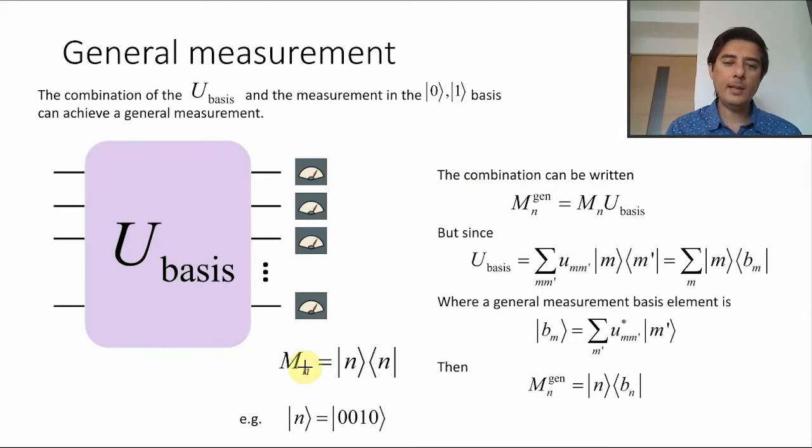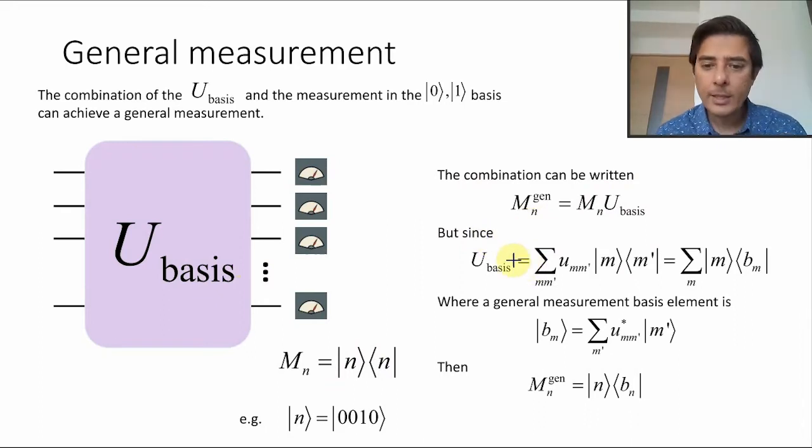So I'm saying that this whole combination here is my more general basis measurement, and I can write what that is in this form. Because this U basis occurs before the measurement, I need to write the U basis on the far right-hand side, followed by the measurement I'm doing here. This M_n is in the 0, 1 basis, and this U basis is some other unitary matrix. Okay, and that's my more general measurement that I'm claiming here.